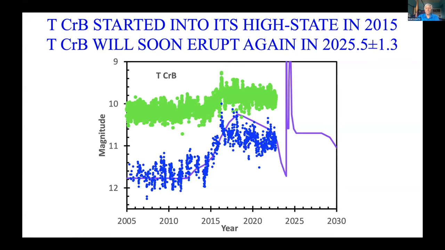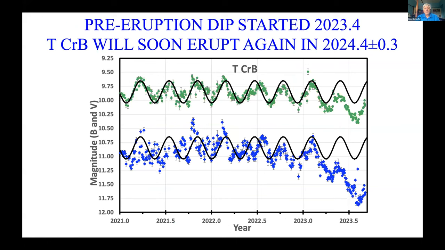We've actually found the pre-eruption dip. And again, it's done with AAVSO data. Here's the AAVSO data from 2021 to a few days ago. And you see the V-band light curve and the B-band light curve. In the V-band light curve, you have the usual ups and downs. This is ordinary ellipsoidal modulation, a little bit ratty here at times, but that's traditional for it.